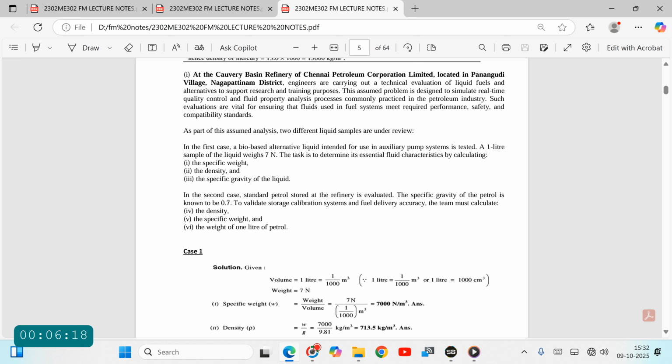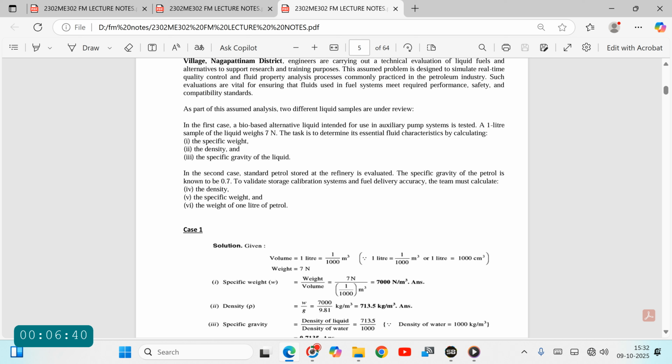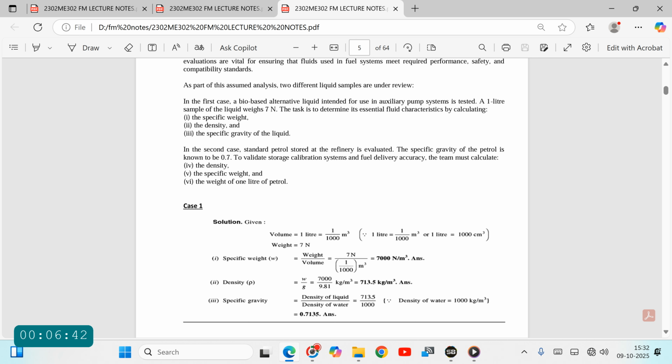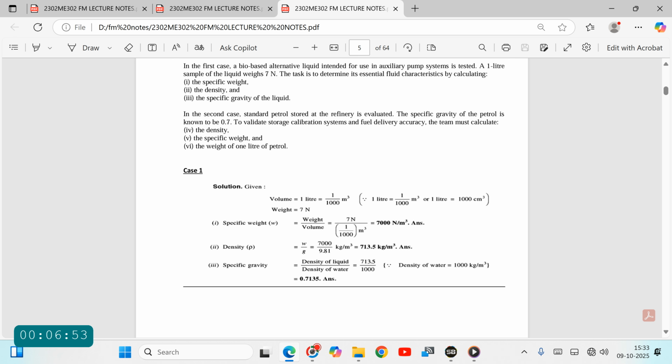Engineers are carrying out the technical evaluation of liquid fuels and alternate fuels for such training purposes. This is designed to simulate real-time quality control of fluid property analysis, commonly practiced in petroleum industries. Engineers carry out such processes. Such evaluation is vital for ensuring that fluids used in fuel systems meet required performance, safety and compatibility standards. It is part of the engineer's job to ensure that. So, apart from this analysis, in the first case, a bio-based alternative liquid intended for use in an auxiliary pump is tested.